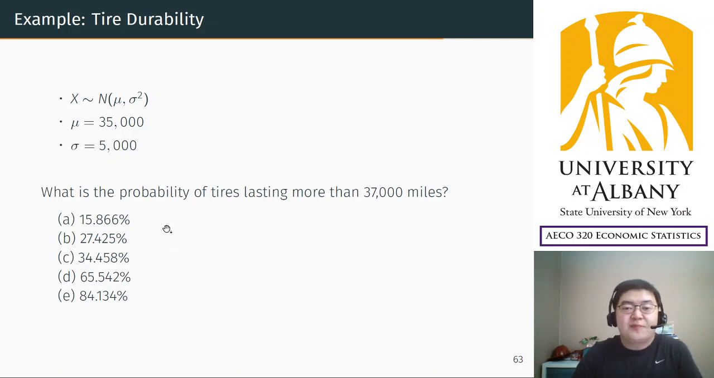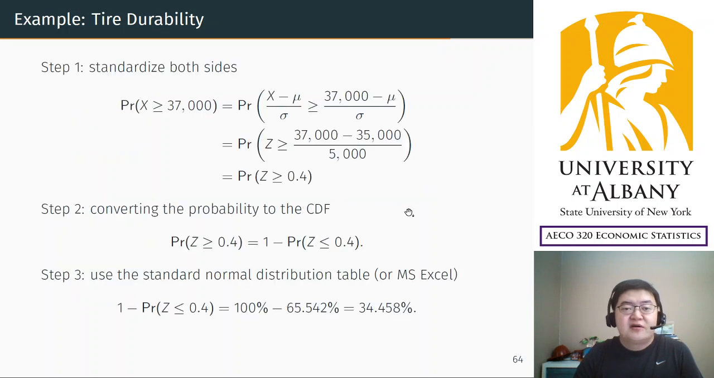Hi, I gave you this question. What is the probability of more than 37,000 miles? As in the previous question, you have to follow these three steps. First, standardize x and the value. Particularly, we are interested in this value: 37,000 minus 35,000 divided by 5,000 is the standardization.